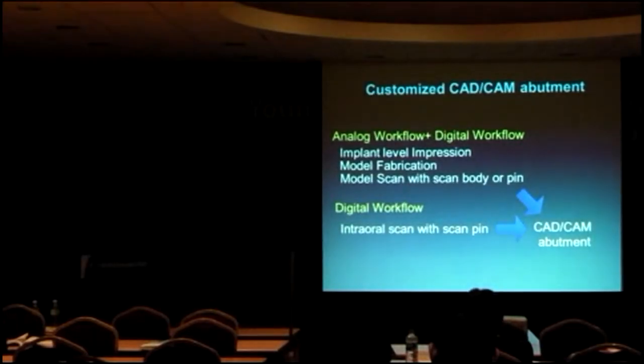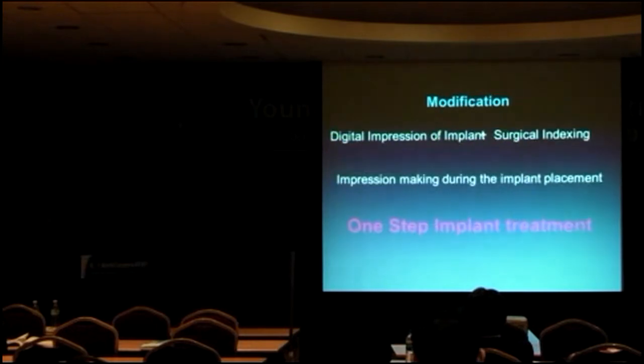So when you think about making a customized CAD/CAM abutment, we have two ways to do it. One is the workflow that I showed you before, and this is the way we used to do it. An implant level impression, making a model, scanning the model with a scan body or pin, and then we can design and fabricate the model and the abutment.